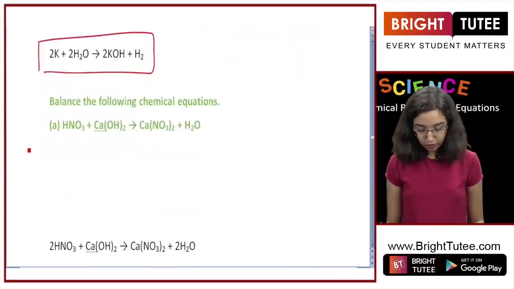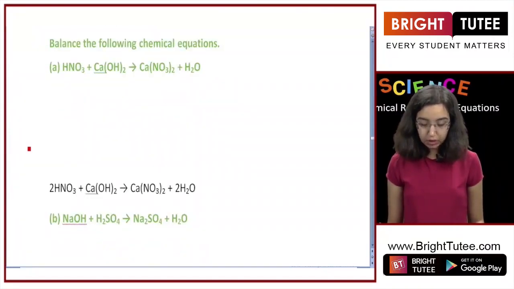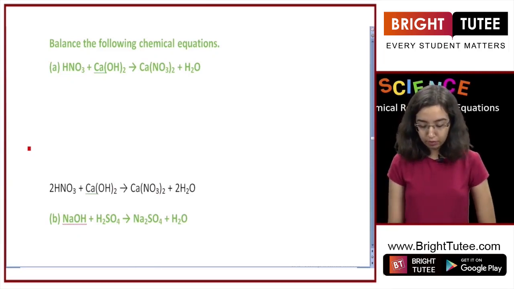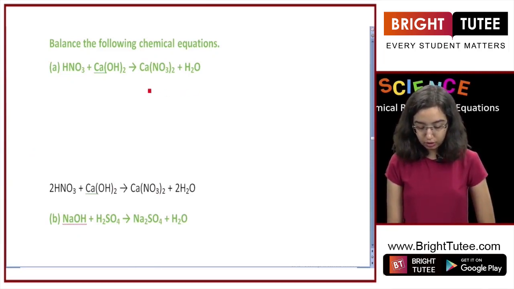Let's move on to the next question, which is again a balancing question, but here we don't have to convert it from word form to symbolic form. So simply let's get to the elements. We have hydrogen, we have nitrogen, we have oxygen, we have calcium, and that's it.